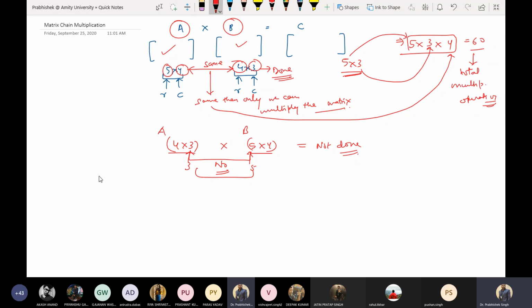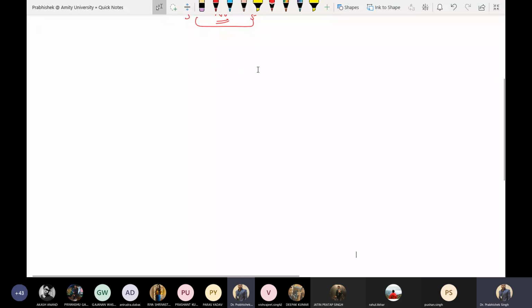So first of all, matrix chain multiplication says that let's say you are given matrices, and the associated dimensions are also given to you. Let's say the matrices are M1, M2, M3, up to Mn, and the dimensions are also given associated with these matrices.